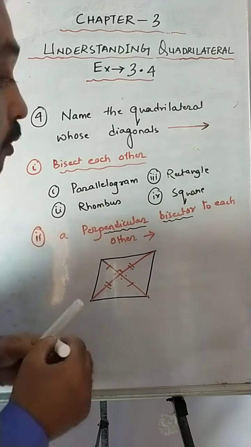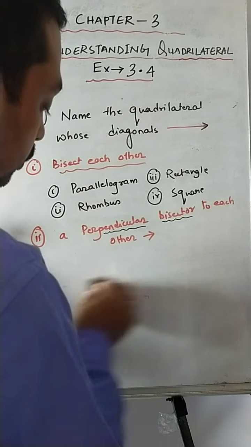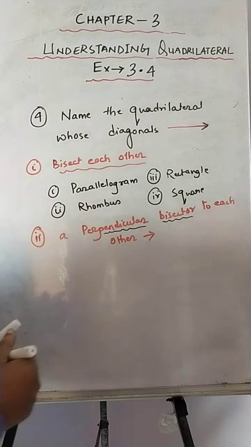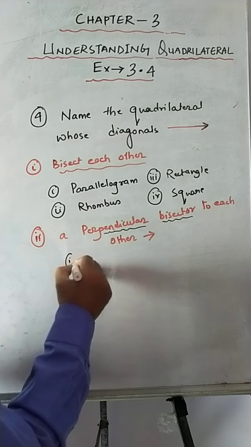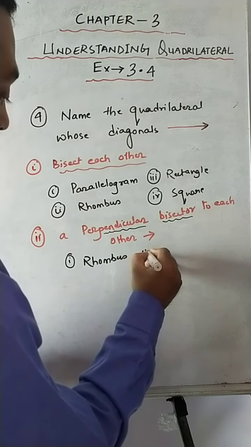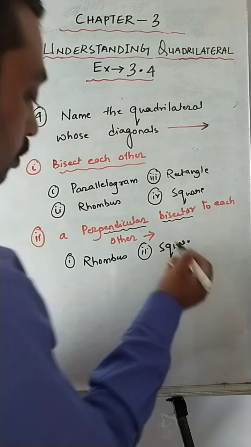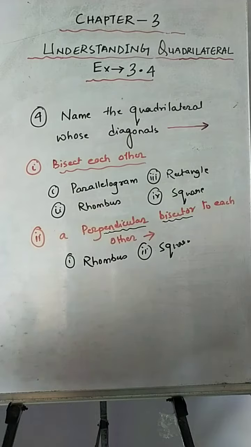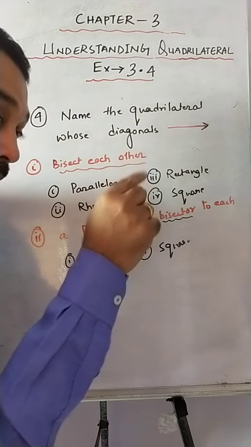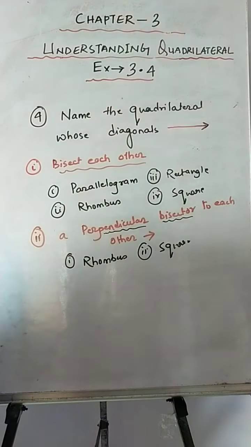Okay, what are those quadrilaterals? The names of those quadrilaterals are, first one is rhombus, and the second one is square. So this happens with these two quadrilaterals only, where they bisect and also make 90 degrees in the middle, at the center point. Okay.